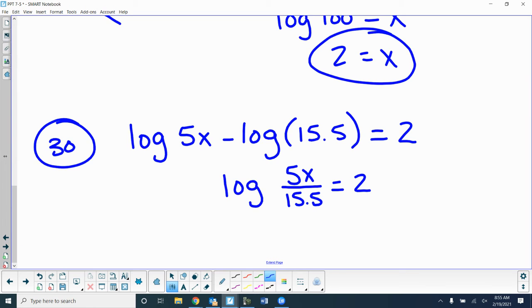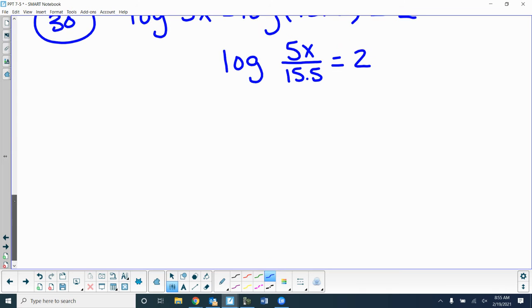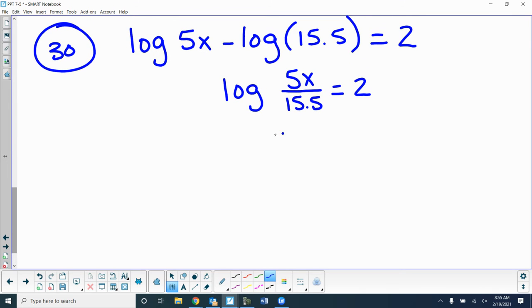equals 2. All right, so changing it now to an exponential, the base is 10, right? I can say this number, 5x over 15.5, equals 10 squared. Remember, it's the base and that's the exponent, when I rewrite it as exponential. Well, that's 100, right?